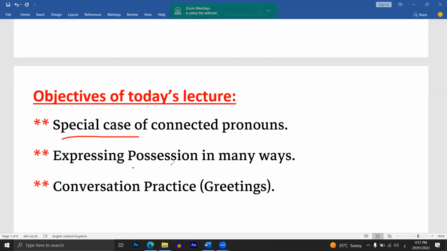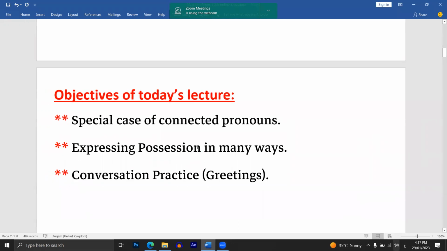Then we will talk about expressing possession using possessive pronouns, and also 2 other ways. And lastly, we will be having the first conversation, which is about greetings. So let's start with our first objective.